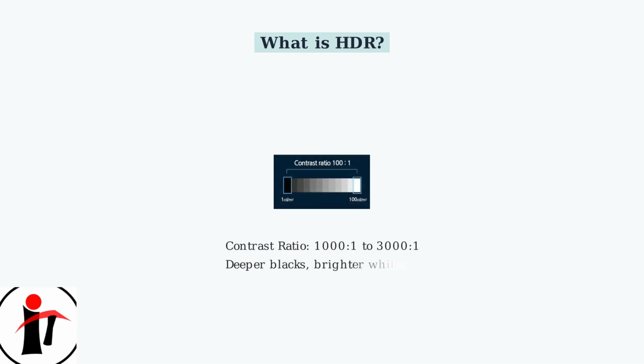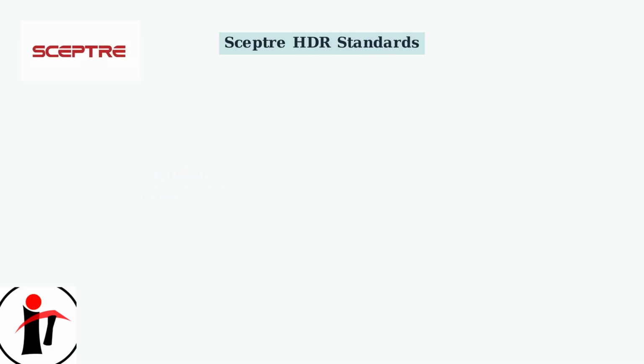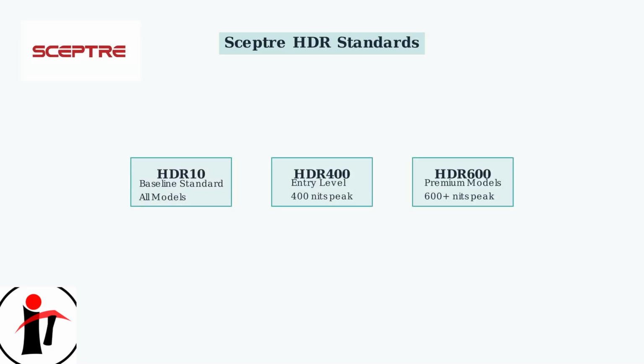Third, HDR dramatically improves contrast ratios. While standard displays might have a 100-to-1 contrast ratio, HDR can achieve 1000-to-1 or even 3000-to-1, creating deeper blacks and brighter whites. Sceptre monitors support several HDR standards. Most models include HDR10 as the baseline format, with HDR400 certification on entry-level models and HDR600 on premium displays.